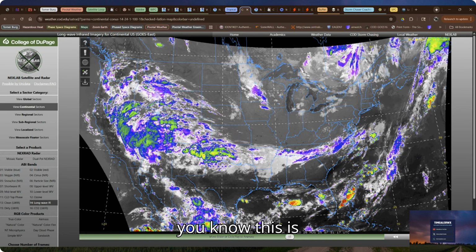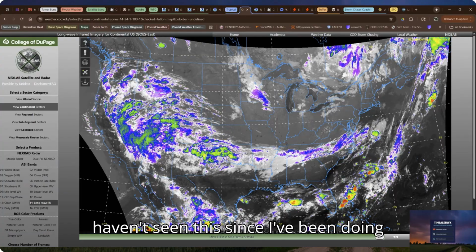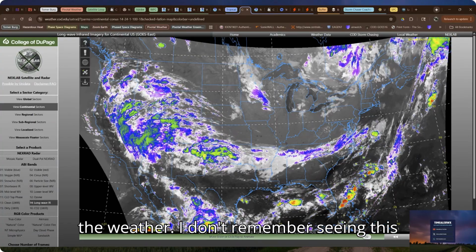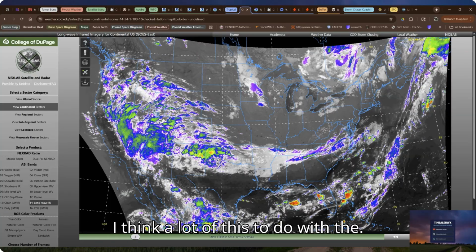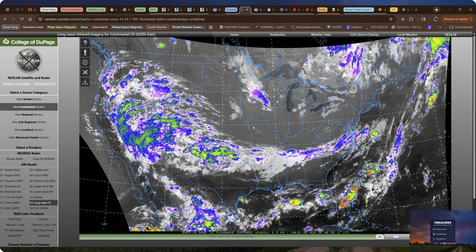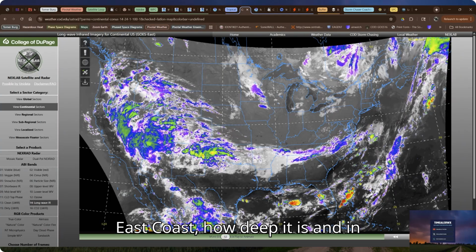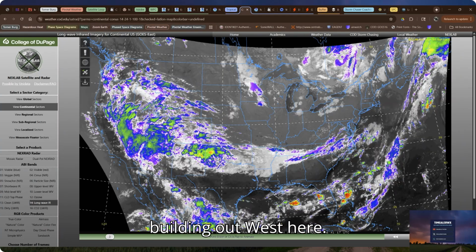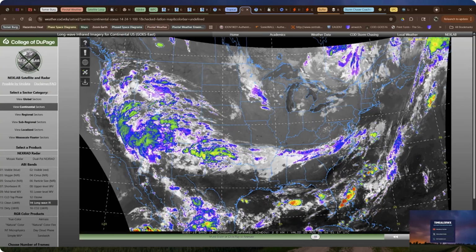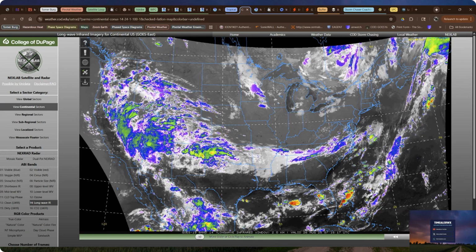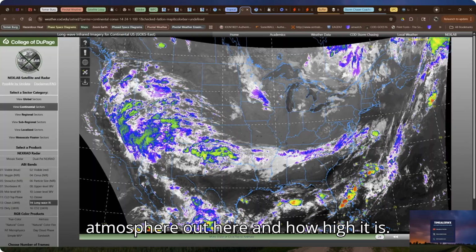You know, this is quite an unusual pattern. Like I said, I haven't seen this since I've been doing the weather. I don't remember seeing this kind of pattern very often. I think a lot of it has to do with the nature of this low out here on the East Coast, how deep it is, and in response, you have a high pressure building out west here. So we'll talk about that next, the actual moisture content in the atmosphere out here and how high it is.